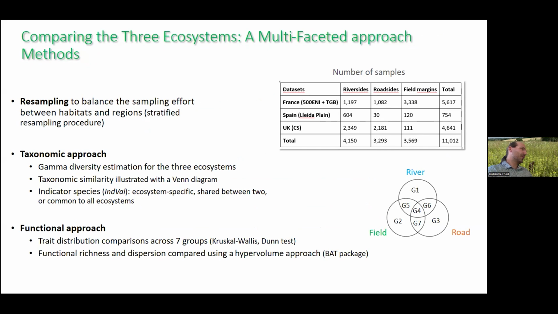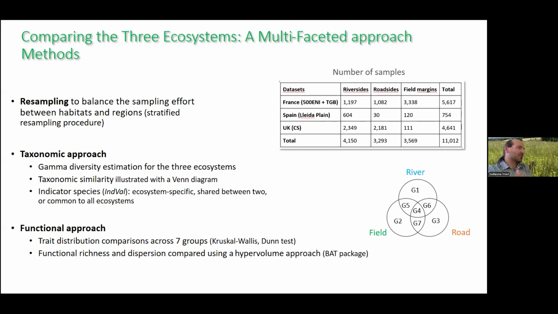So in order to compare these three ecosystems, we used the data that we pulled from all the partners of the Bridge project, so data coming from France, Spain, and the UK. As you can see on this table on the top right, the number of surveys per ecosystem is fairly well balanced, but there was an imbalance by country with a deficit of surveys in Spain.